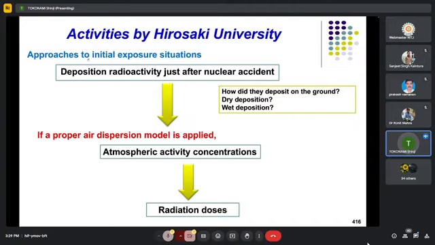Here are the approaches to initial exposure situations. We have deposition radioactivity just after the nuclear accident. If a proper air dispersion model is applied, we can estimate atmospheric activity concentrations, but there is a question: how did they deposit on the ground? Dry deposition or wet deposition? Anyway, using the atmospheric activity concentrations, we can get the radiation doses.